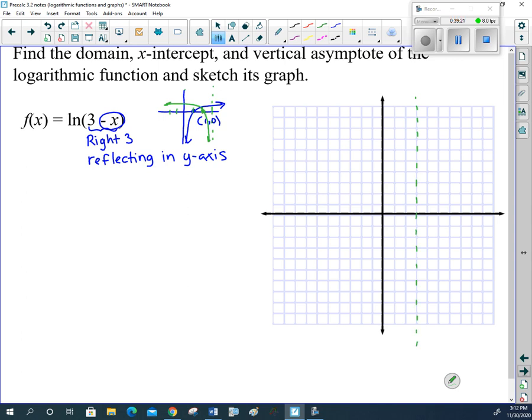Your key point is always 1 away from your asymptote, unless you've got some horizontal shrinking and stretching going on, and we don't. So we should be 1 point away. And I know that it's going to face the other direction because it's a negative. So this is my key point right here.